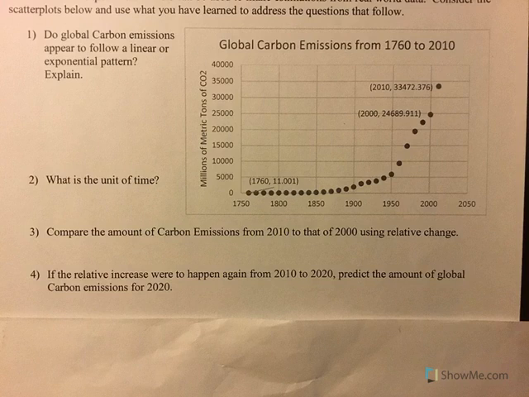All right, we're given global carbon emissions from 1760 to 2010, and there's some ordered pairs given, so let's see what we can do with this. Do global carbon emissions appear to follow a linear or an exponential pattern?